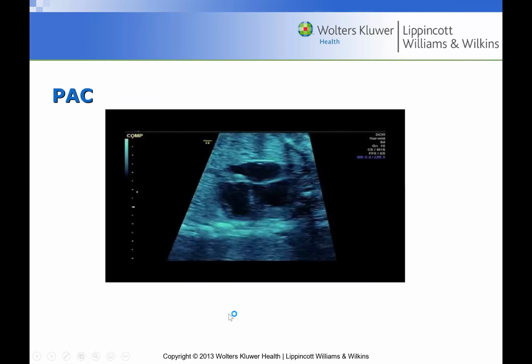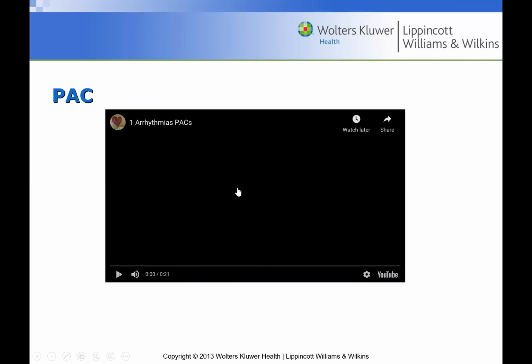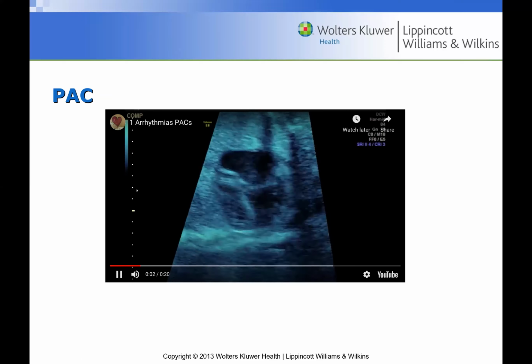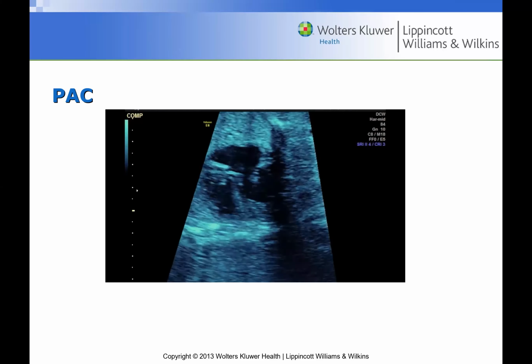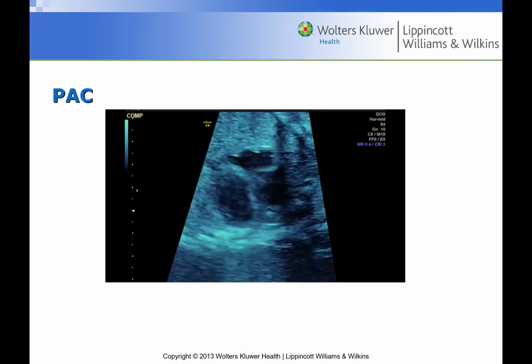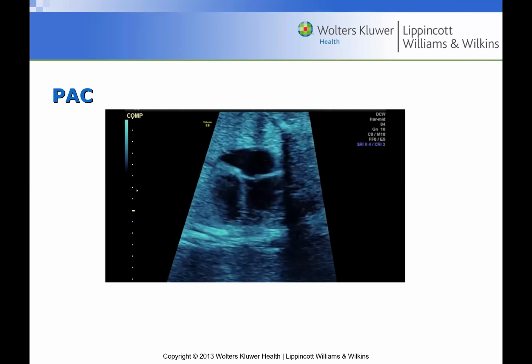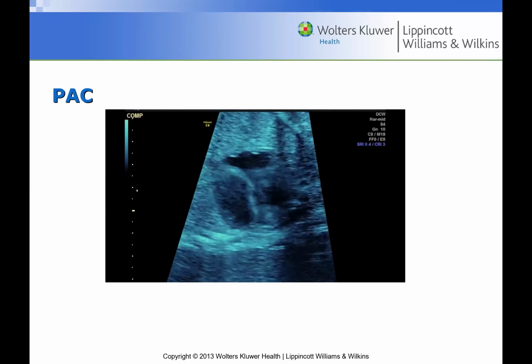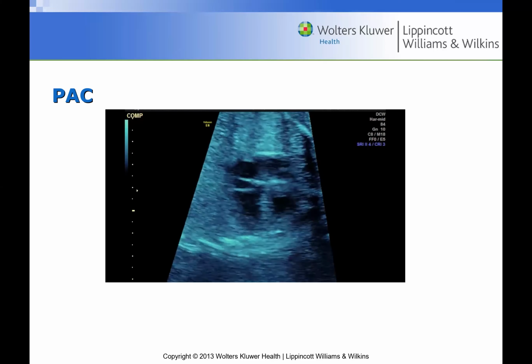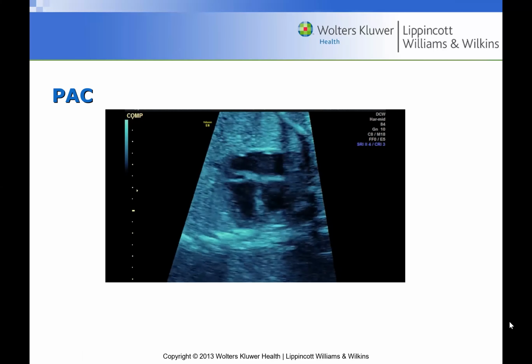All righty. This is a premature atrial contraction. Oh, did you see it? Oh, there it is again. Oh, see it do that? That's a premature atrial contraction. So that's an arrhythmia.